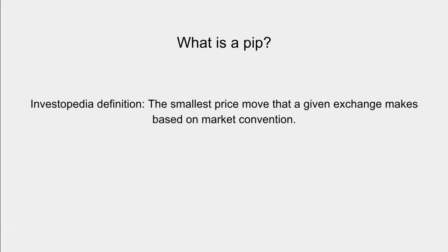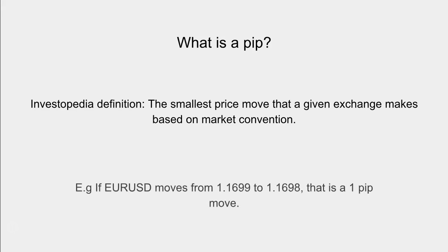The first question we need to answer is, what is a pip? Investopedia defines a pip as the smallest price move that a given exchange makes based on market convention. An example of this is when EUR/USD moves from 1.1699 to 1.1698, that is a 1 pip move.